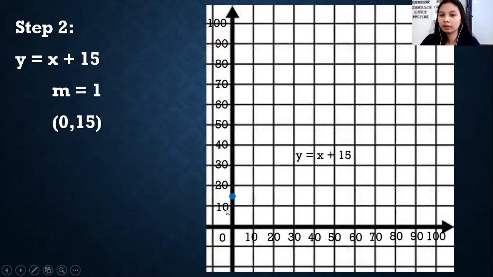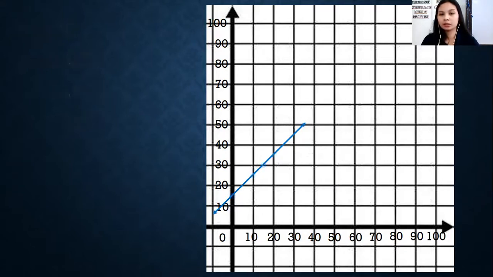Sunod. Ayan. Again, tinaasan ko lang interval ko para mas ma-visualize yung graph natin. Okay? So, kung napansin nyo, nag-rise to the right po siya since ang ating slope is positive po. Okay? Ganun lang po siya. Yan. So, na-plot na natin yung first and second equation. So, let's now combine na natin yung dalawa.